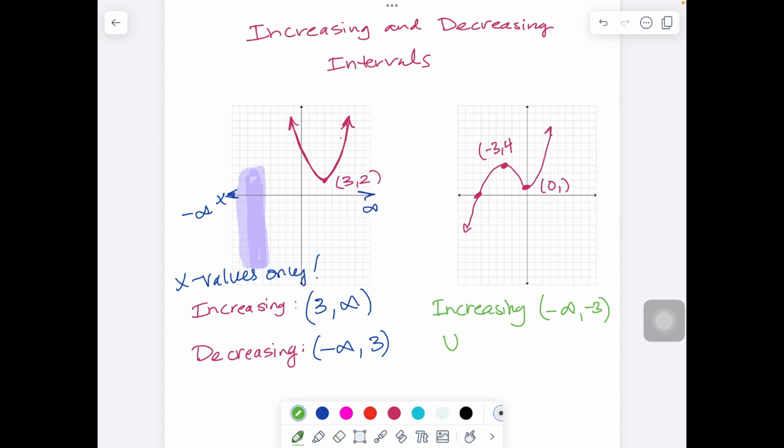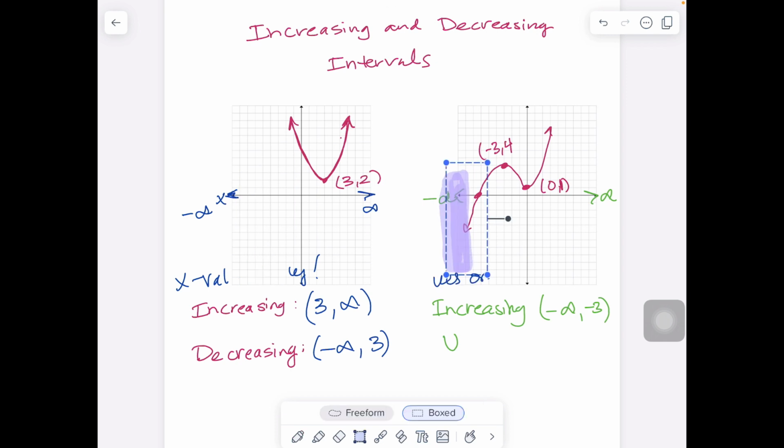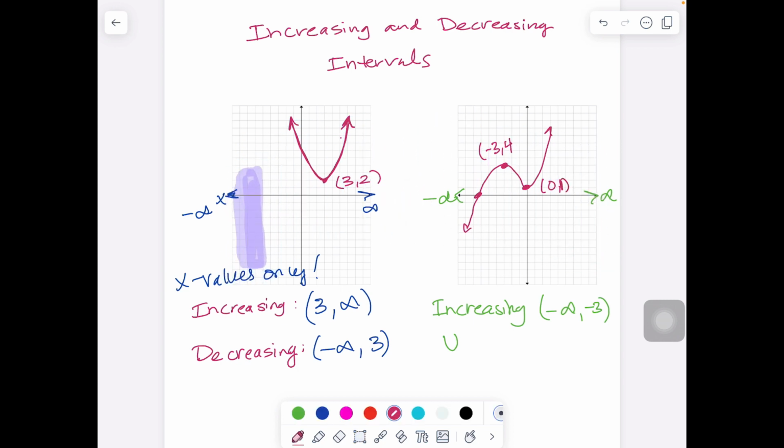So once again, I think I'm going to take a second to remind us that the x goes to negative infinity and this x goes to positive infinity. And I also see I left off by 1 again, 0, 1 goes there. So it is increasing from negative infinity all the way over to negative 3. It's also increasing from 0 all the way to infinity. And again, those are x values.